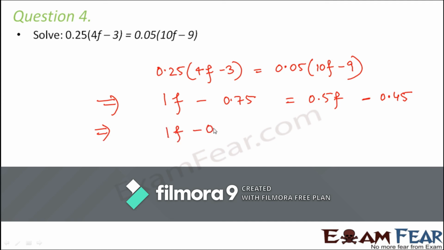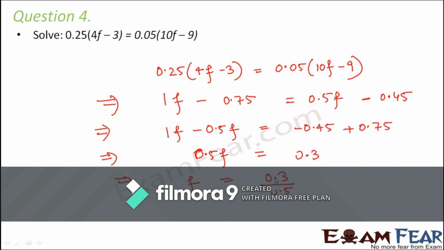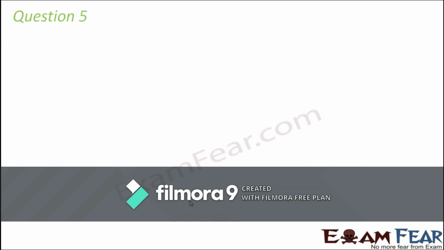So therefore this is 1f minus 0.5f is equal to minus 0.45 plus 0.75. So 1f minus 0.5f would be 0.5f. This equals to, this would be 0.3, or we can say f is equal to 0.3 divided by 0.5. So this point will get cancelled. So we get f is equal to 3.5 would be a solution for this equation.